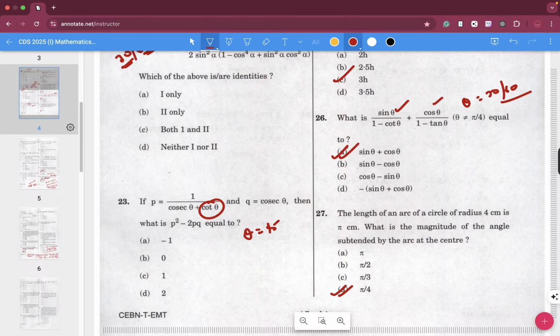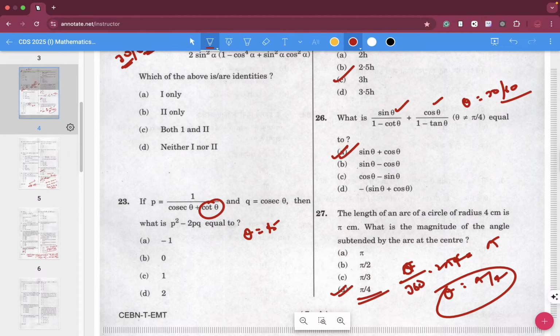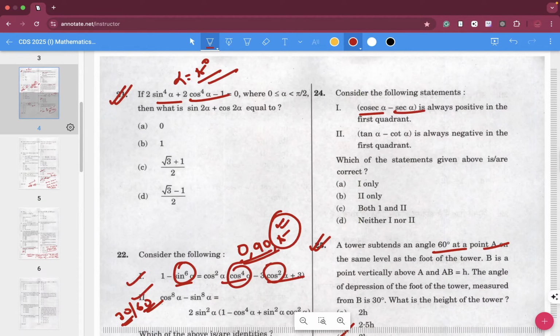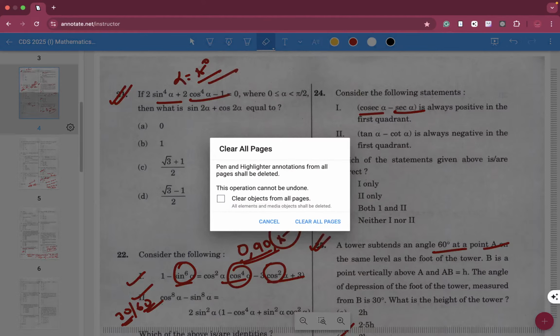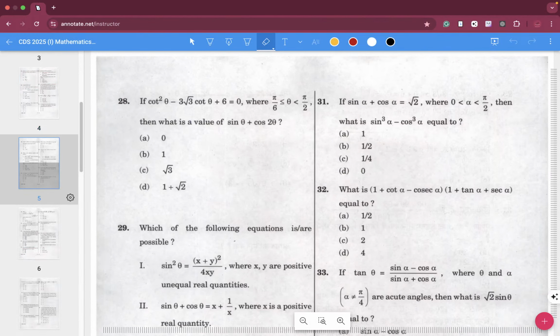Length of arc of a circle of radius 4 is pi centimeter. What is the magnitude of the angle subtended at the center? So we found out that it was pi. That was theta by 360 into 2 pi r is equal to pi, where r is equal to 4. Now calculate for theta, you will get pi by 4. The meaning of pi is, the pi value is 180.